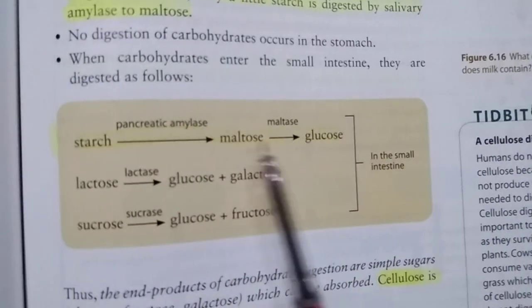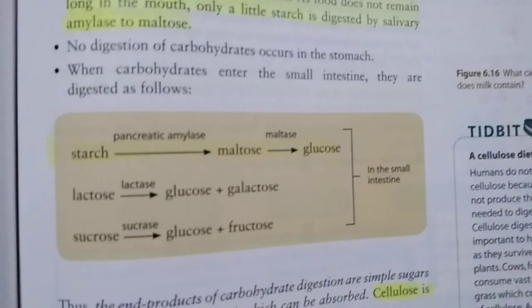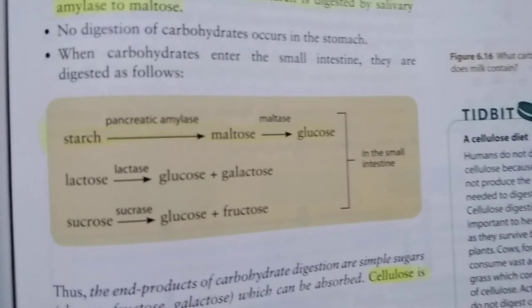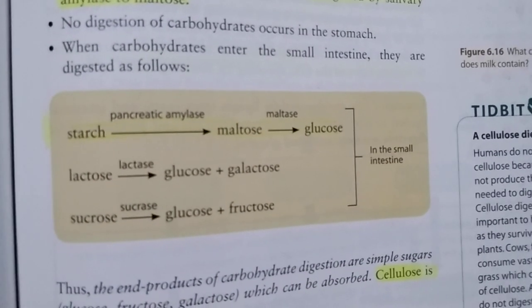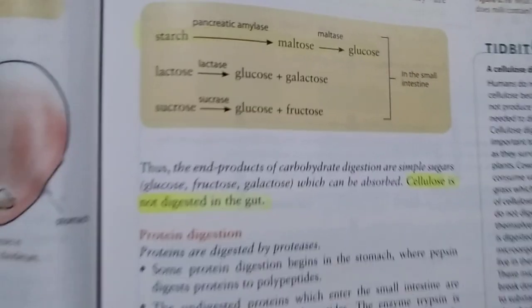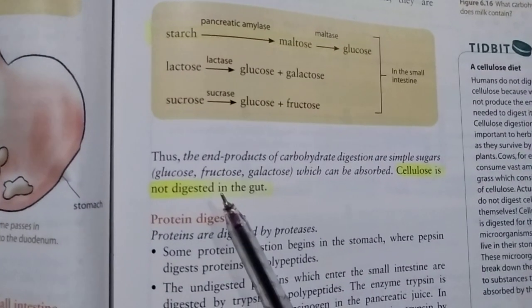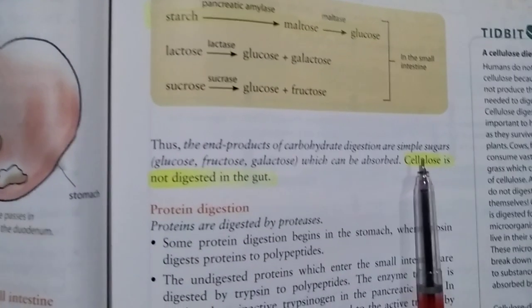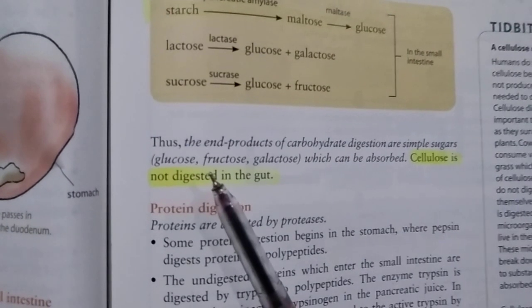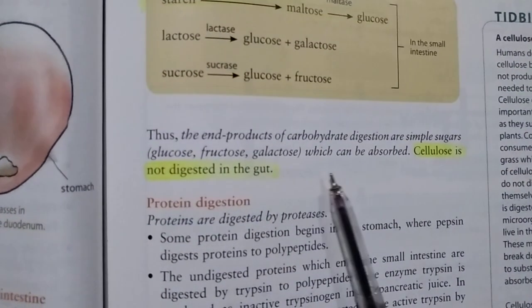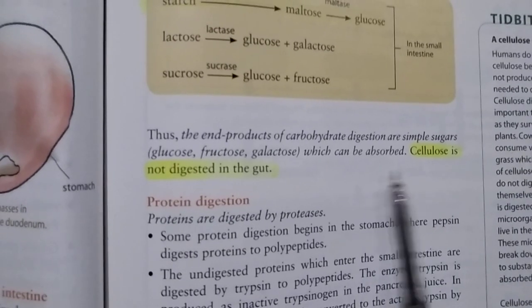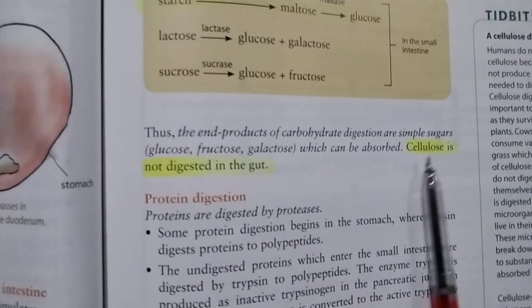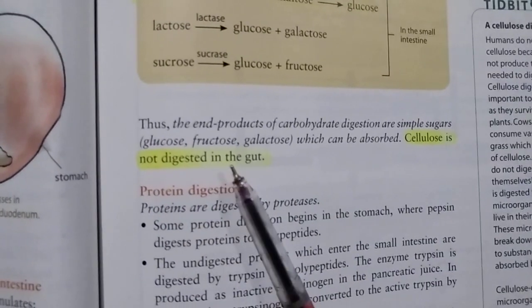Look here and try to understand the process of conversion of starch, lactose, and sucrose into different products in the presence of enzymes. Thus, the end products of carbohydrate digestion are simple sugars: glucose, fructose, and galactose, which can be absorbed. Cellulose is not digested in the gut.